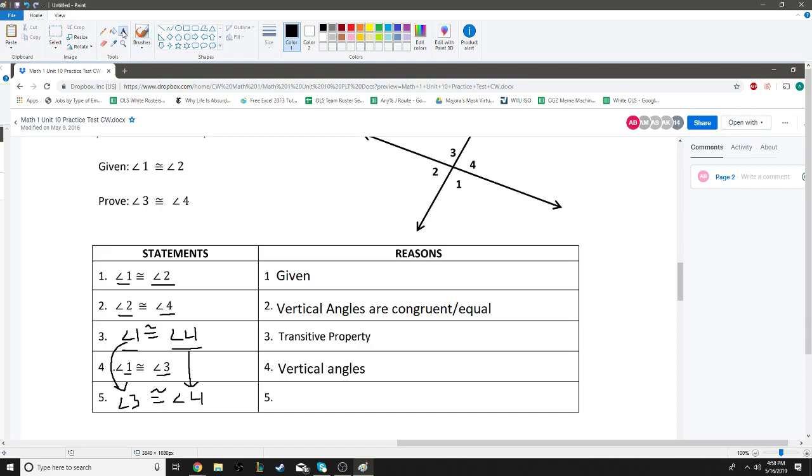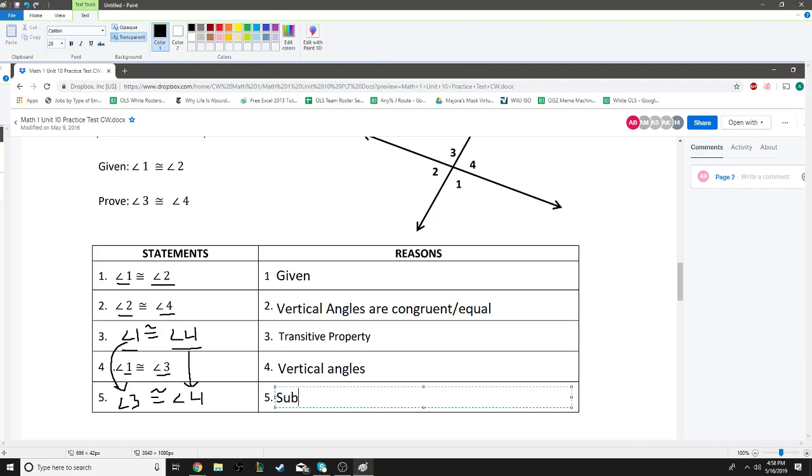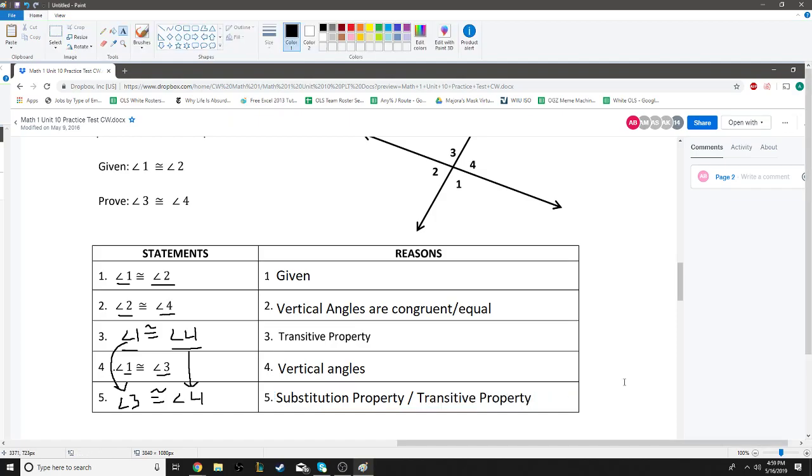So I would actually accept 2 separate answers here. I would accept the substitution property. I would also accept the transitive property. Both of them are okay.